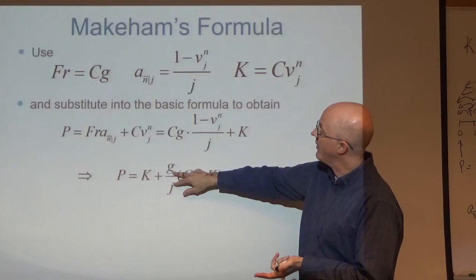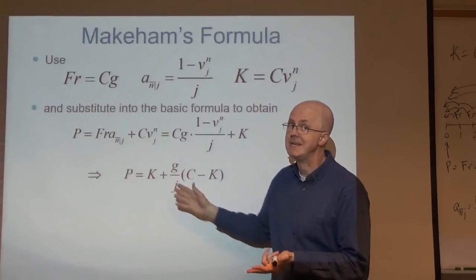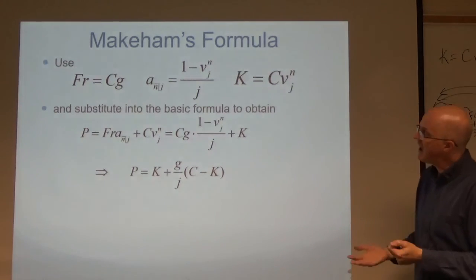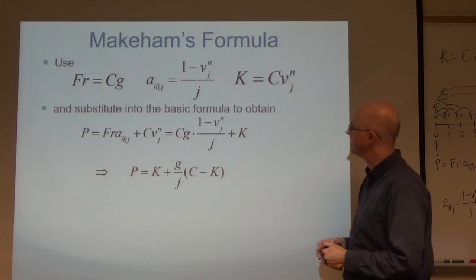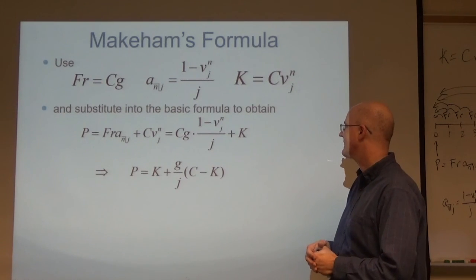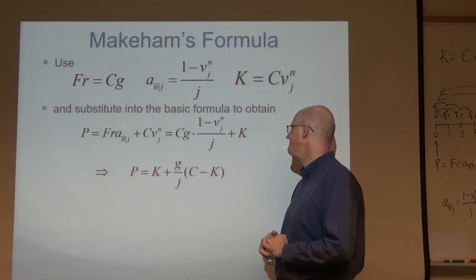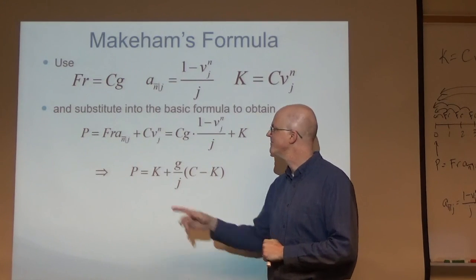Is g bigger than j or is g less than j? And how does that affect the relationship between P and C once again? It's called Makeham's formula after somebody named Makeham, and there are actually lots of Makeham's formulas out there in actuarial math. This is just one of them in the context of bonds. But you could think of it as a premium discount formula as well.